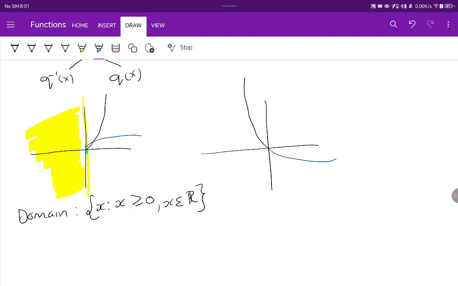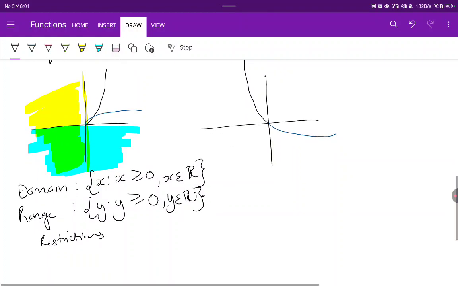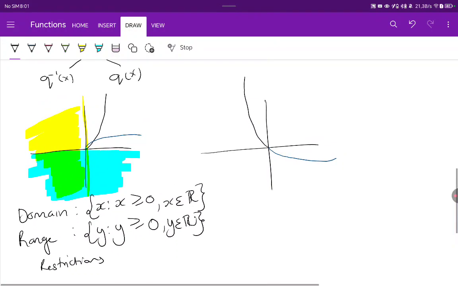If we did a range restriction, that's your y. This is the lowest point, so nothing below this, right? So that means that here, your range restriction is going to be y is greater than or equal to 0, where y is an element of all real numbers. These restrictions mean that both the Q and the Q minus 1 are now functions, which is good.